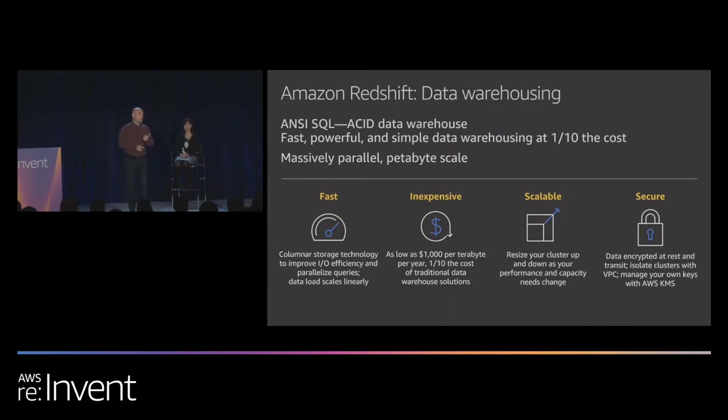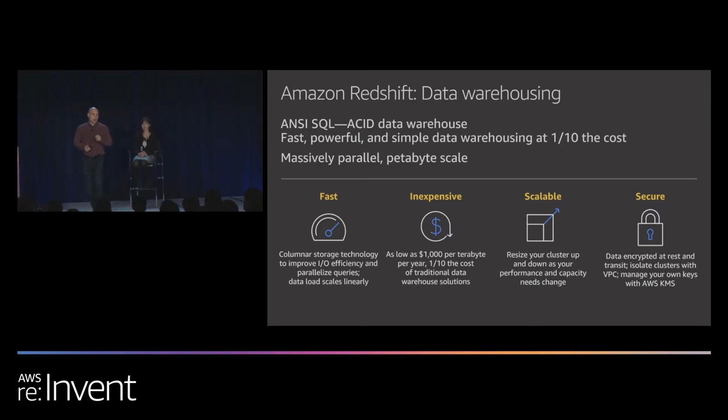So what is Redshift? Redshift is an ANSI SQL relational database. It's ACID compliant. It is based off of Postgres originally, which I'll talk about more. When we first launched Redshift, we wanted it to be 1/10 the cost of existing relational databases for data warehousing. And we hit that mark in 2013 when we released it. It's MPP, massively parallel processing, scalable into the petabyte scale.